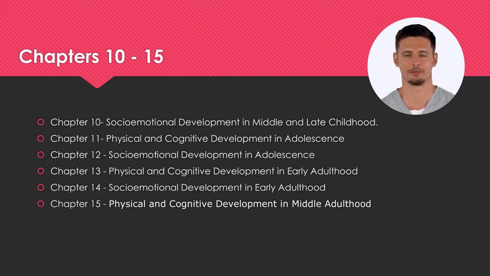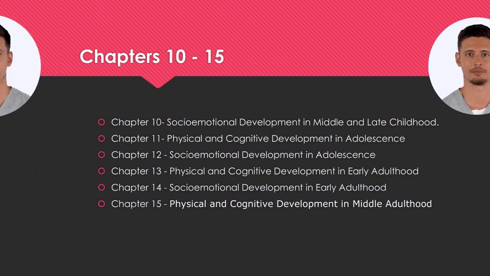Chapter 15 focuses on physical and cognitive development in middle adulthood. This is a time when physical changes begin to occur more gradually and cognitive abilities may start to decline. We will discuss the challenges and opportunities that arise during this period, including career changes and caregiving responsibilities.